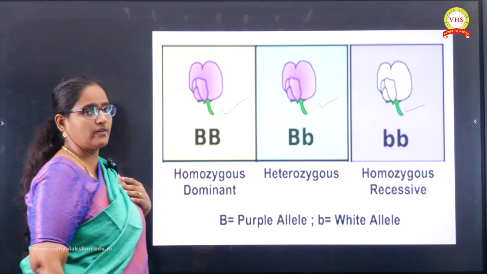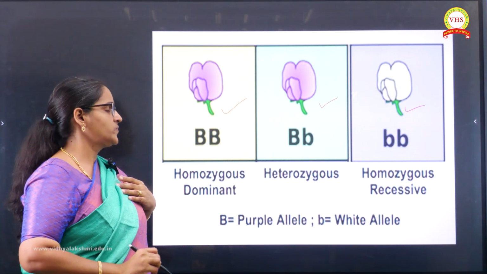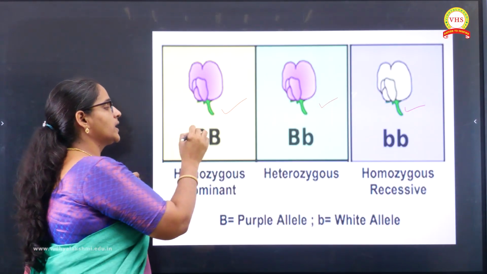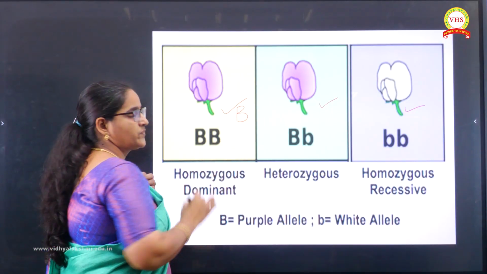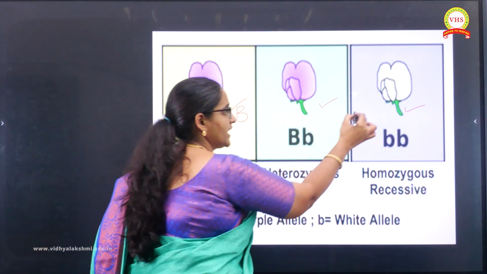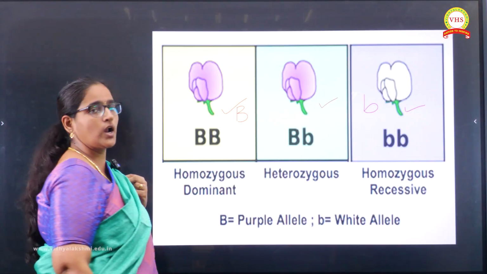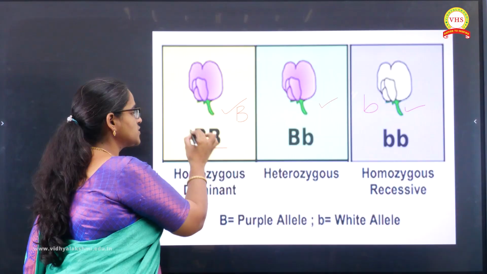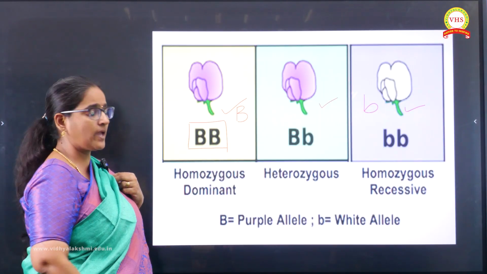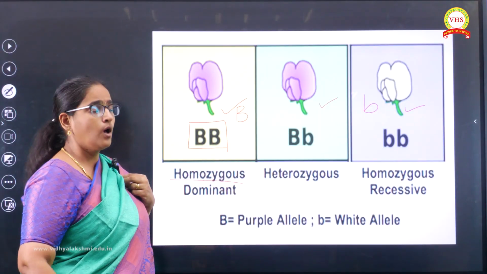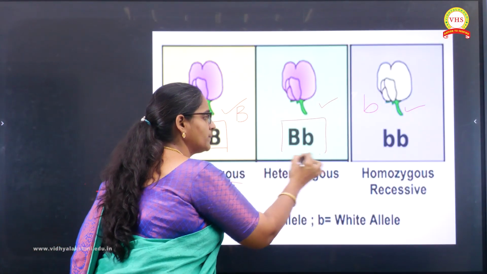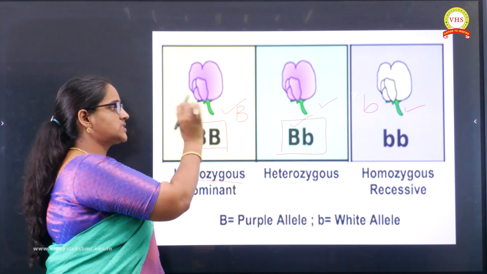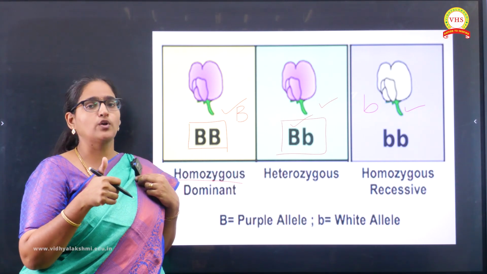If you take as the example flowers, we have two different kinds of flowers. One is the violet color flower and the other one is the white color flower. If the violet color flower, which is dominant in nature, is determined by the allele capital B, and the white color flower, which is recessive in nature, is determined by the letter small b, then for the expression of the dominant character, either the alleles should be the same, that is capital B, which we call homozygous, or even if it is capital B, small b, that means the presence of one dominant allele alone, then also the flowers will have the violet color. That is the power of the dominant allele.